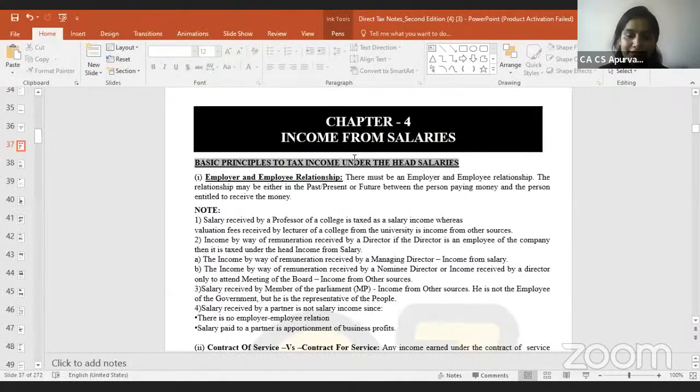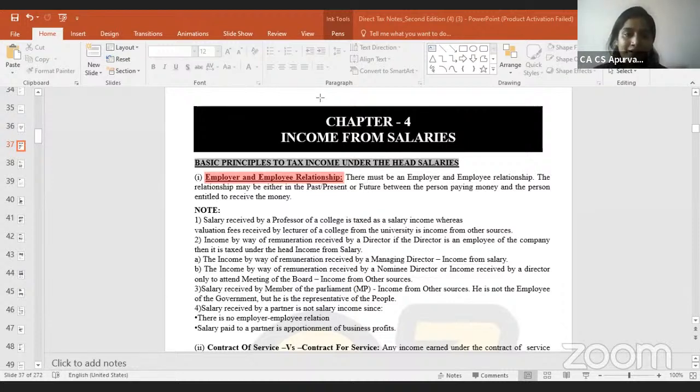As I discussed, in the chapter income from salaries, the point to be noted is that an employer and employee relationship should exist. There must be an employer and employee relationship. The relationship may be either in the past, present, or future between the person paying the money and the person receiving the money.